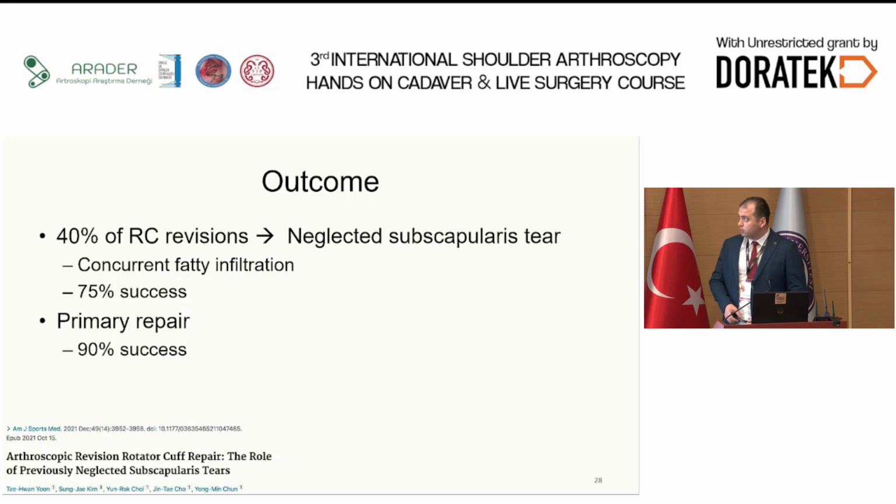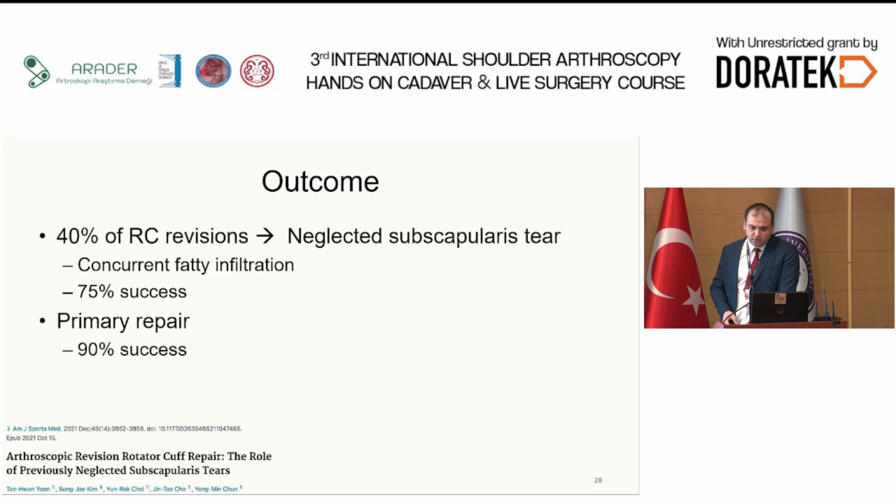Overall, the outcome of subscapularis tear repairs is similar to superior cuff repairs. As highlighted in this study, unidentified or untreated, neglected subscapularis tears are the reason for 40% of rotator cuff repair revision surgeries. And due to fatty infiltration in these neglected subscapularis tears, the success of the revision decreases to 75%.